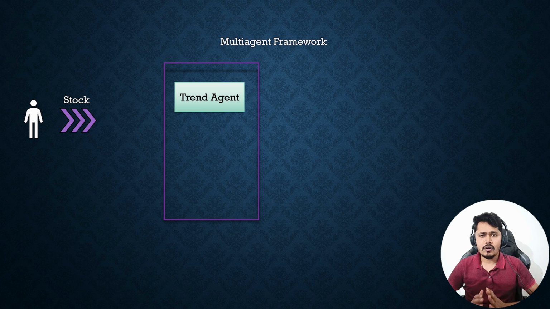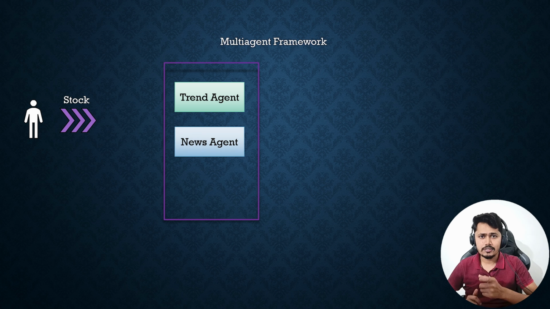Along with that, all other parameters that are required in order to take an informed decision, this trend agent is going to do that. It is going to check your support, resistance, all those calculations our trend agent is going to do. The next one we have is the news agent, because external factors always affect our stock market.